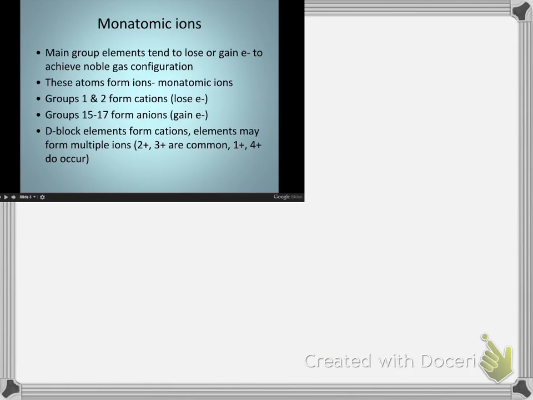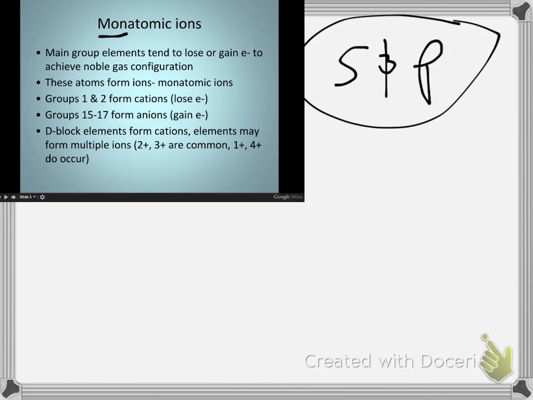Okay, monoatomic ions. This is where we're going to start. And mono means 1. So monoatomic ions are ions that are made up of 1 atom. Duh. If you would be so kind as to grab your periodic table. So the main group are what? What block and what block? S and P. And S and P tend to lose or gain electrons in a really predictable fashion.